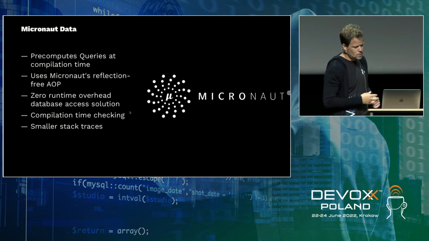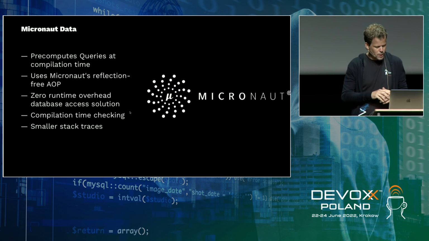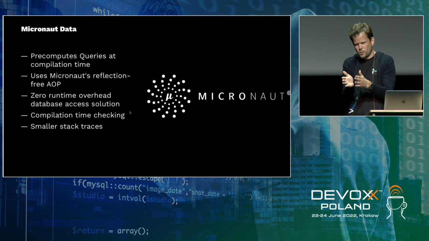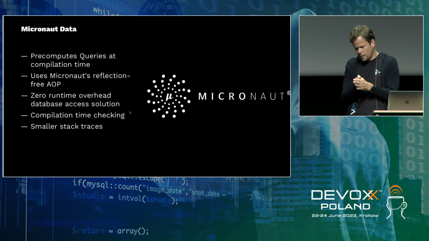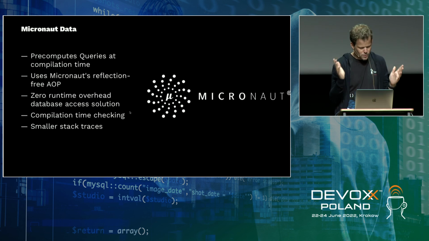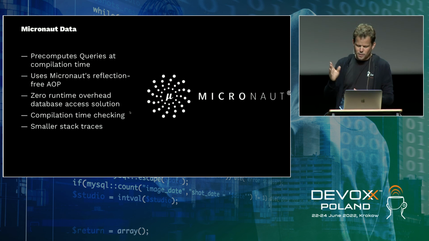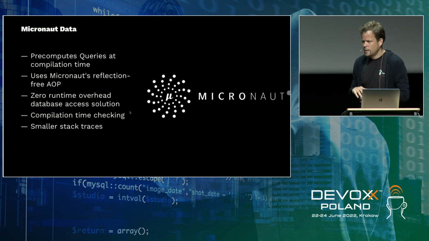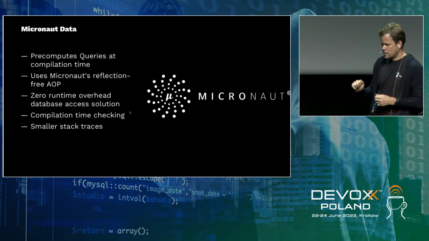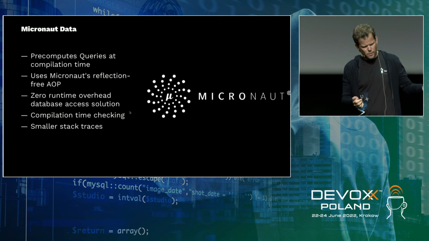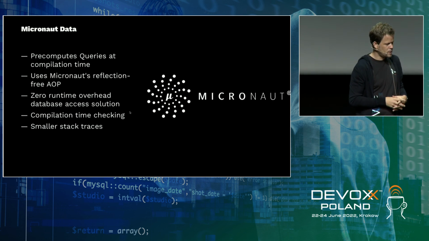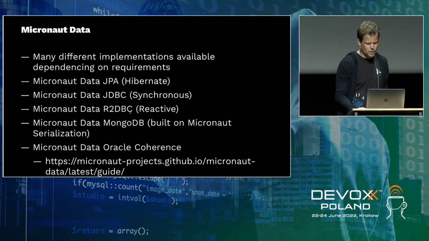And it uses Micronaut AOP, which I showed you earlier. And it's pretty much a zero overhead runtime database access solution, because there's no reflection. We have benchmarks where it's 4 times faster than Hibernate for Micronaut Data JDBC, and significantly faster than other solutions. And the other thing I really love about it, which I demonstrated yesterday, is the compilation time checking. I probably didn't demonstrate that enough, but basically, when you make a mistake and define an invalid query, it fails at compilation time.